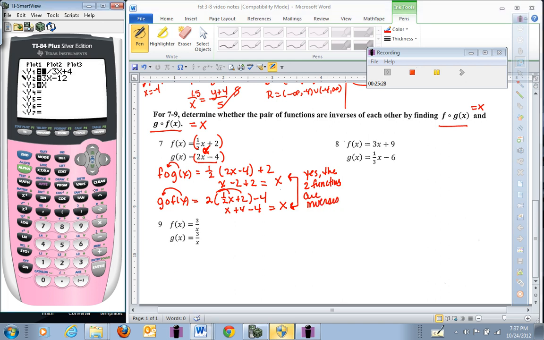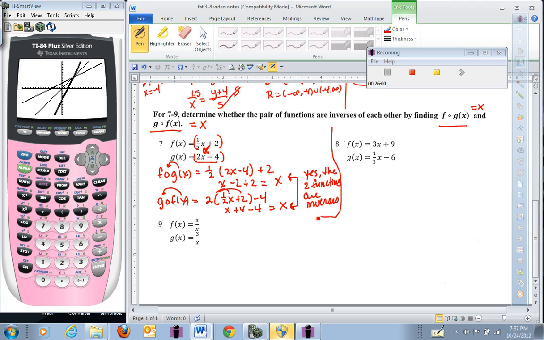What does that mean? That means that if I change this to 1/2 x plus 2, and if I have this one be 2x minus 4, then I graph my first line, I graph my other line, and here's the line y equals x, and each one is the mirror image of the other over the line y is equal to x.